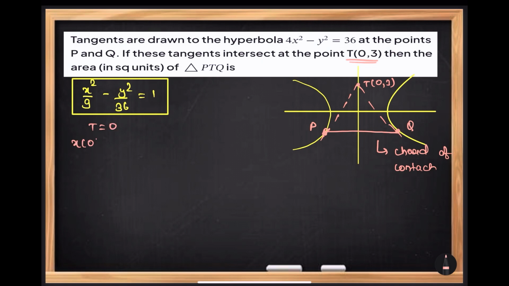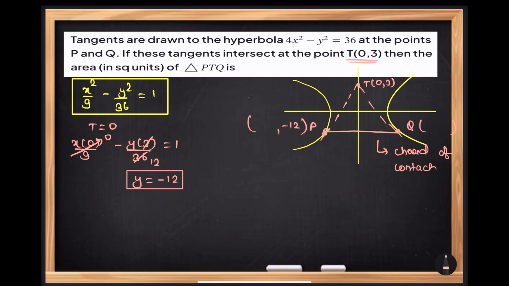So x square will be replaced by x1, y square will be replaced by y1, equals 1. So this thing will be 0, this thing 12. So can I say that y will be equal to minus 12, correct? So the y coordinate of P and the y coordinate of Q will be minus 12, correct? Now we have to think about the x coordinate, then we can find out the area of the triangle.